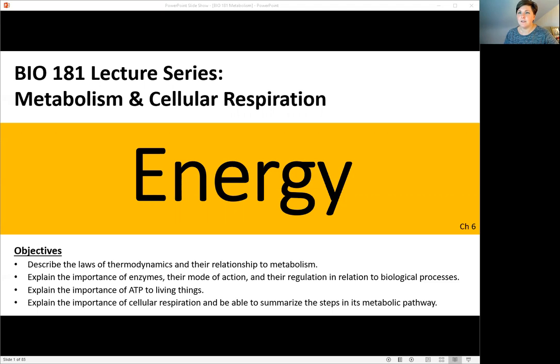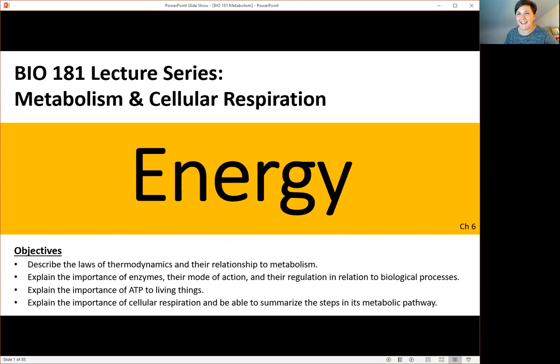In our next series on metabolism, we will discuss alternative pathways to cellular respiration, as well as another major metabolic pathway, photosynthesis. But in this series of lectures, we're going to discuss energy transformation in cells, the role enzymes play in this process. We will discuss cellular energy in the form of ATP, the major mechanisms of its generation, and then we'll move on to discuss cellular respiration, which is one of the major energy transforming pathways in cells.